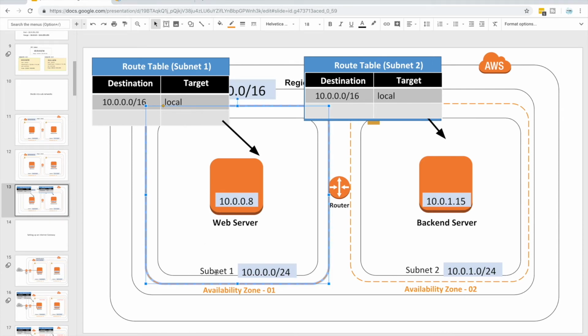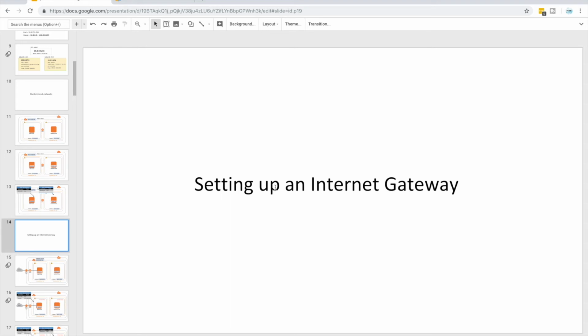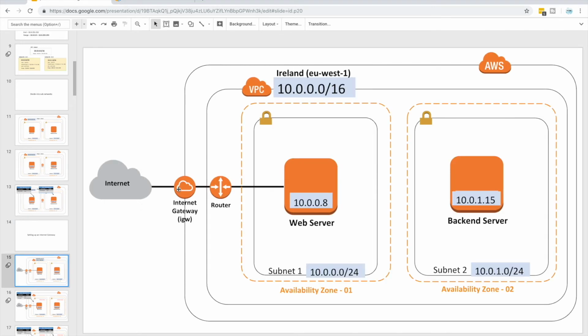So we have to configure an internet gateway in subnet 1. Next, let's look at setting up an internet gateway. Here we go, this is our internet gateway. It is another appliance or construct in the VPC that we can use to allow our resources to communicate to the internet, and also from the internet into our resources inside the VPC or the subnet in particular.